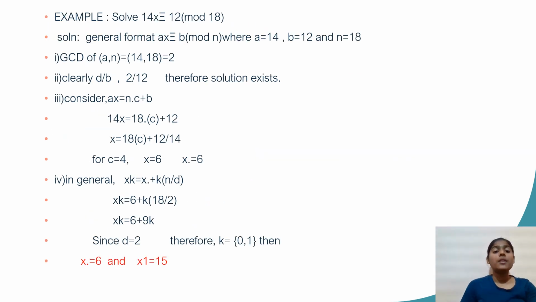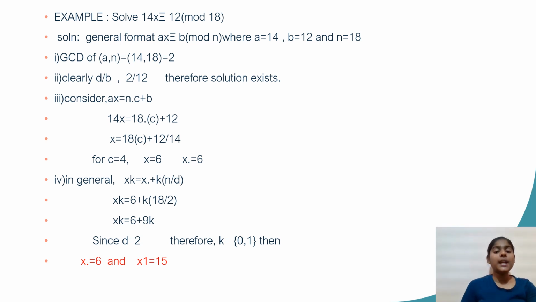Example, solve 14x ≡ 12 (mod 14). Solution: general format is ax ≡ b (mod n), where a is equal to 14, b is equal to 12 and n is equal to 18.